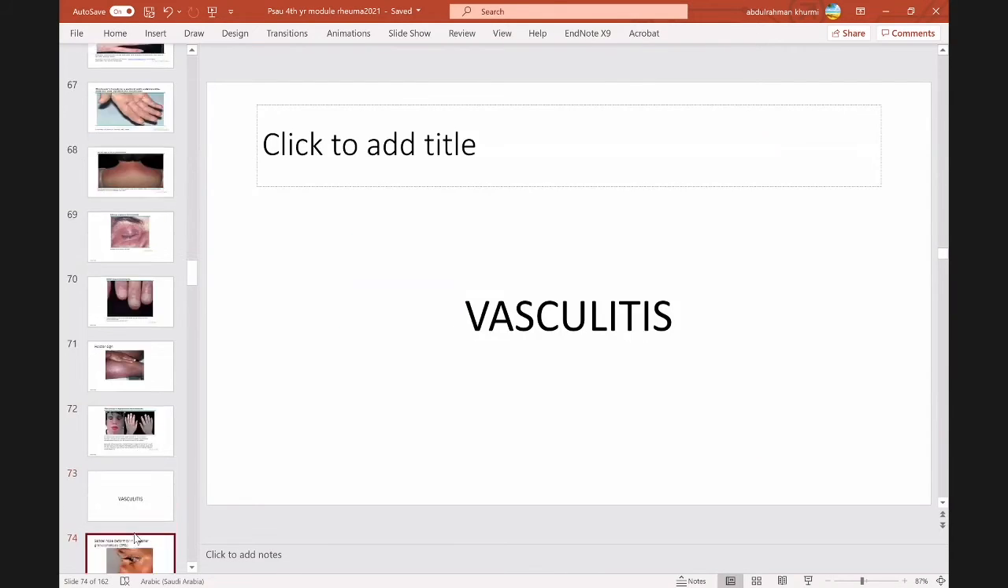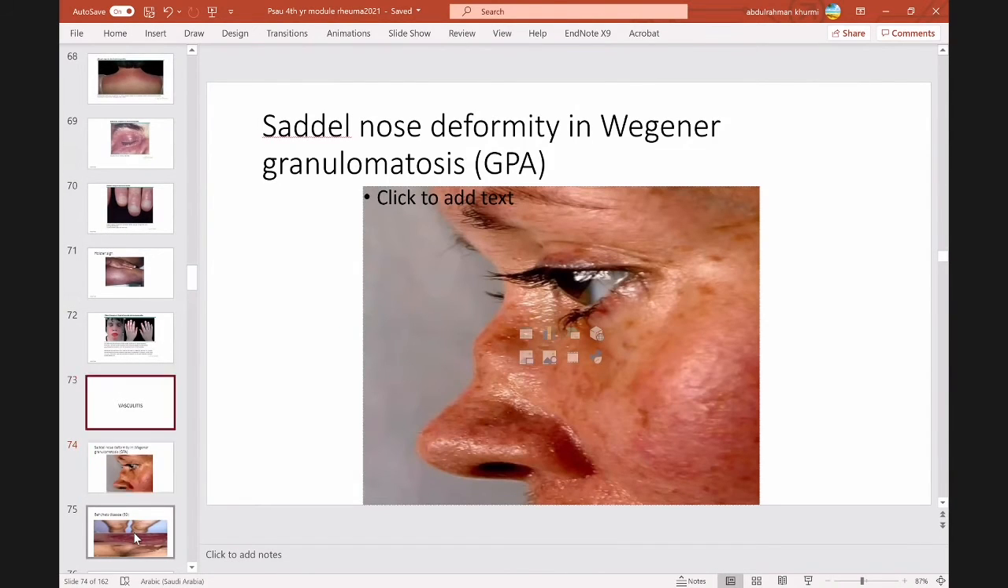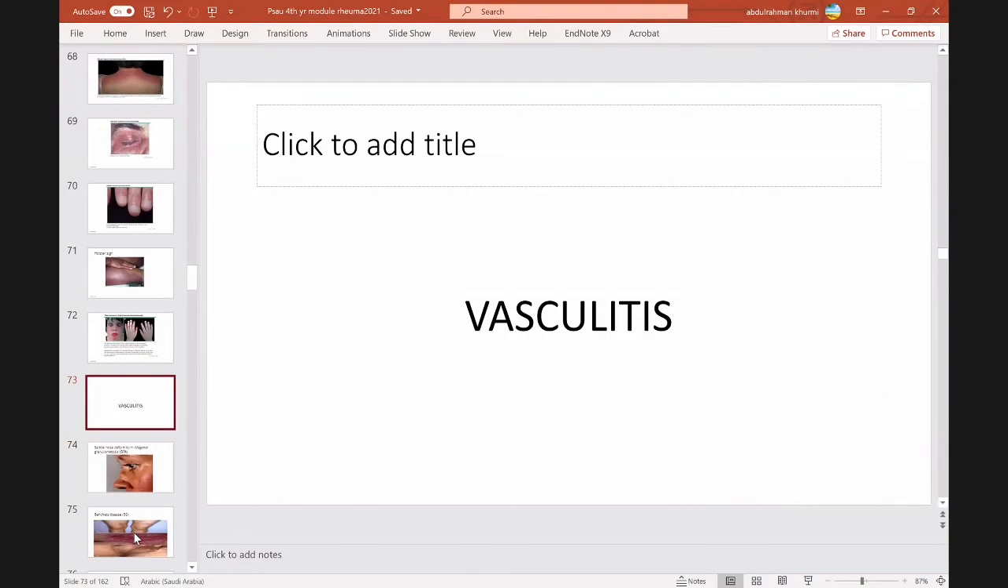So vasculitis, what do you know about vasculitis? Are you with me, guys? With you, Doctor. Yes. What is vasculitis? Inflammation of the blood vessels. So there are many types of blood vessels: small blood vessels, medium blood vessels, and large blood vessels. So we have diseases affecting all blood vessels and different types of them.